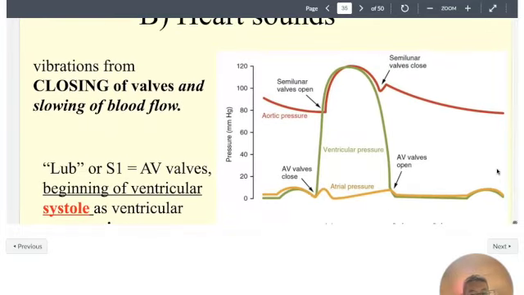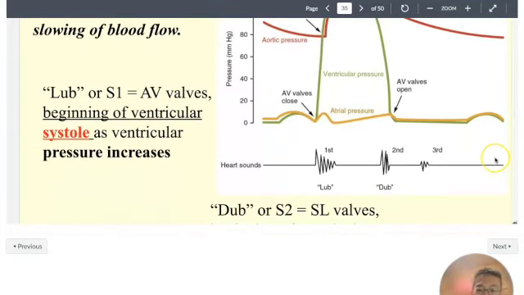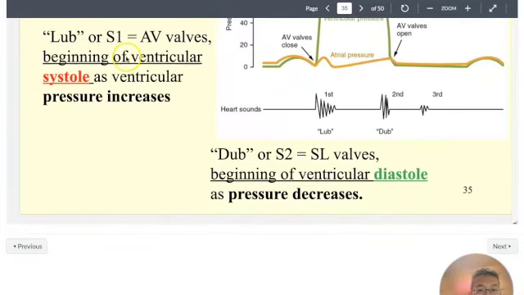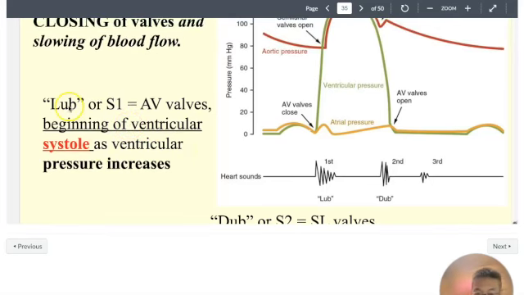Heart sound. Now you all have heard lub-dub, lub-dub, lub-dub. Lub is when the AV valve closes, at the beginning of ventricular systole. So lub is when it starts to squeeze.